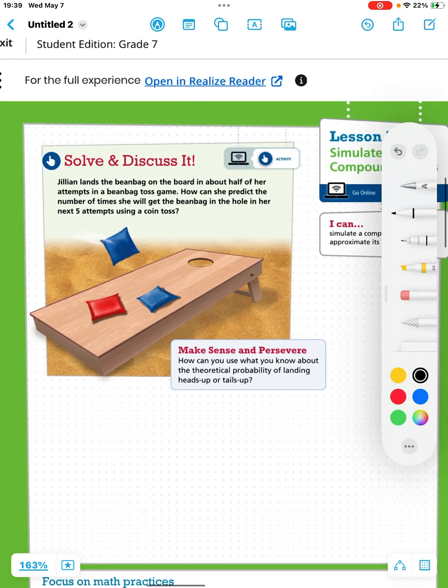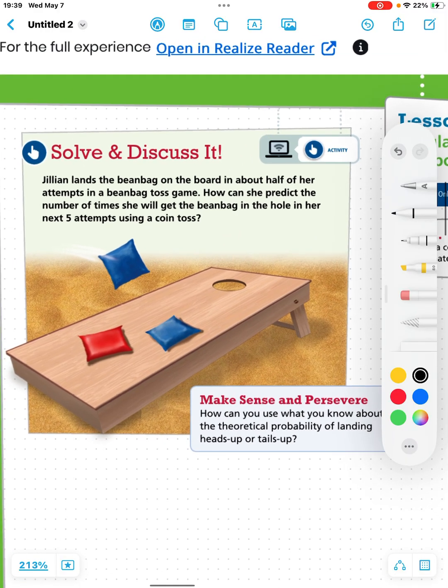So with this solve and discuss, Jillian lands a beanbag on a board in about half of her attempts in cornhole. How can she predict the number of times she will get the beanbag in the hole in her next 5 attempts using a coin toss? So you have to think about this just for a minute.